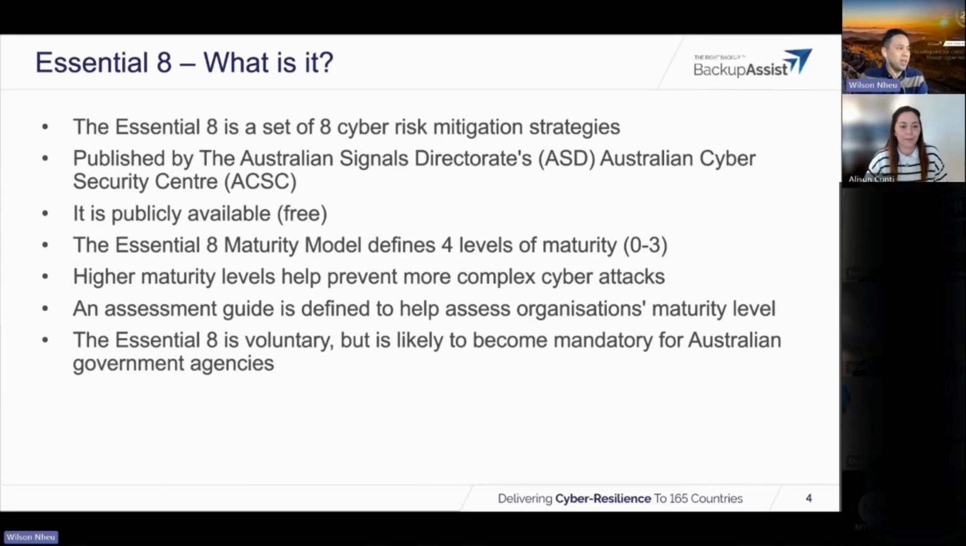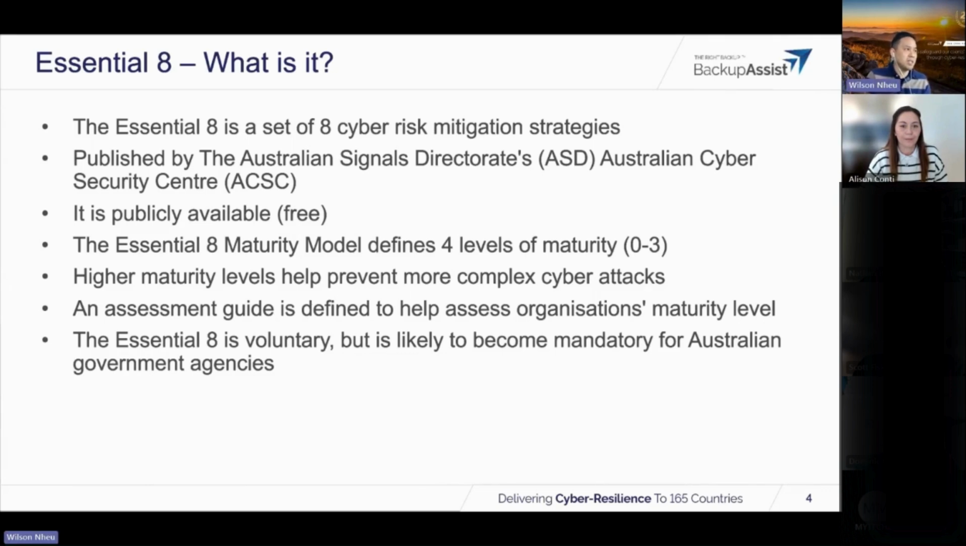Now, the Essential 8 is publicly available, so it's free. It does define 4 maturity levels in its maturity model. So the levels being 0 to 3. 0 is actually effectively that you haven't met any of those criteria. The higher you go in terms of maturity level, helps you prevent more complex cyber attacks. And hopefully that will become clear as I go through one of the, I guess, a set of those controls in detail very soon.